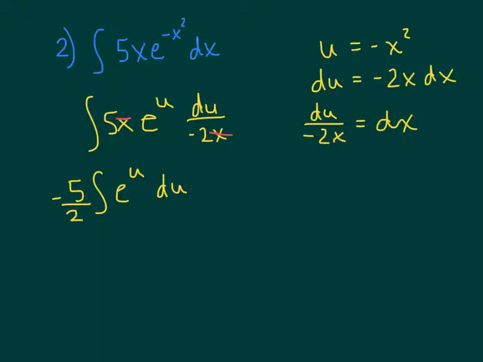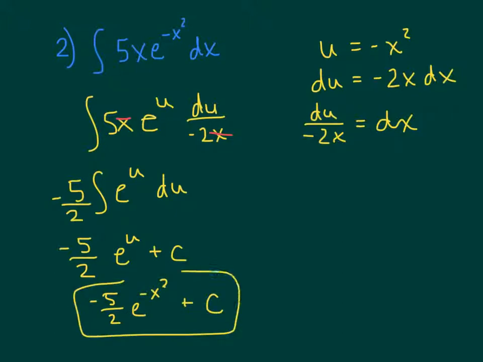And so now I simply take the integral of that, and as I take the integral, of course, my integral symbol goes away. So the integral of e to the u du is simply e to the u plus c. Last thing I do is substitute back in what u is. All right, so negative 5 halves e to the negative x squared plus c. And that is my final answer.